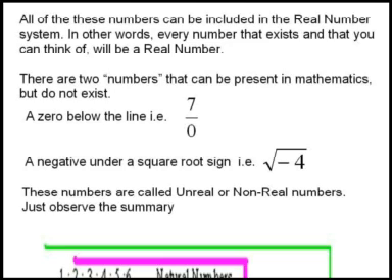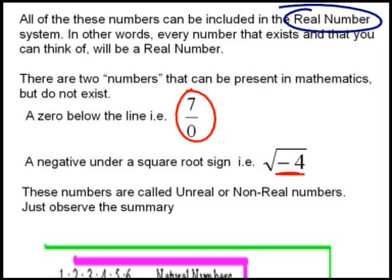All of these numbers can be included in the real number system. In other words, every number that exists and that you can think of will be a real number. There are 2 numbers, however, that can be present in mathematics, but they do not exist. First one would be a 0 below the line. You cannot divide by 0. The other one would be a minus under a square root sign. The square root of minus 4 cannot be determined.